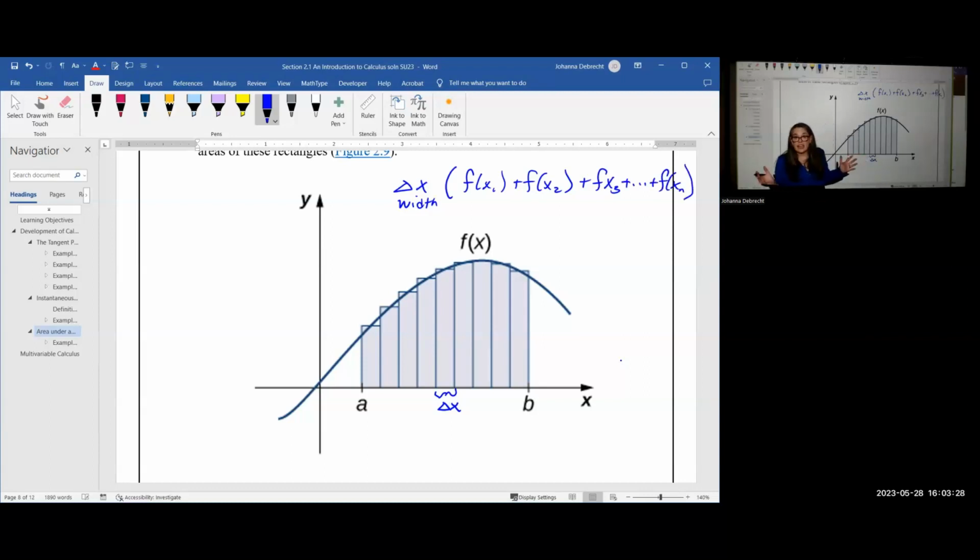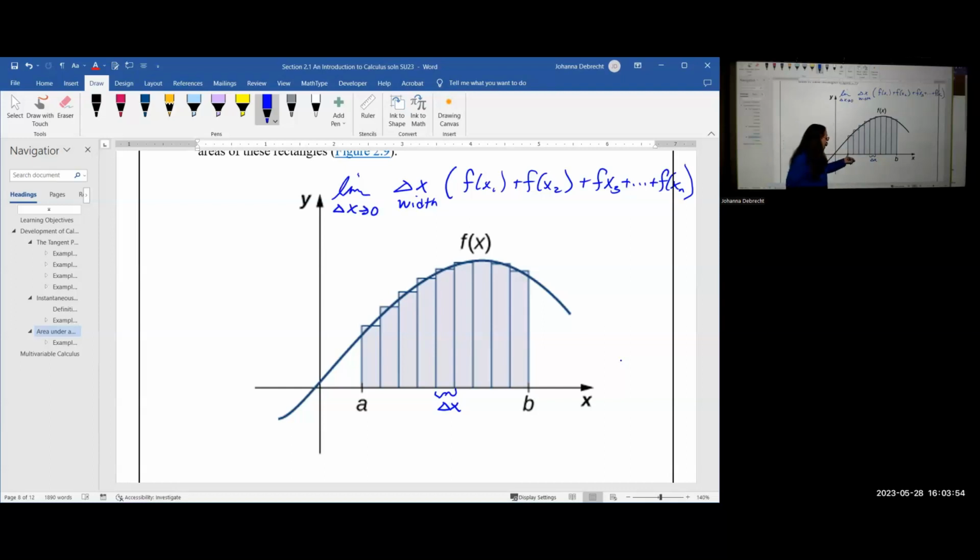Right? Say I have n boxes. I take the height of the box times the width of the box. That's the area of that box. And then I'm going to add all that together, and that should approximate the area. But to get the exact value, we take the limit as delta x, the width of the boxes, goes to 0.